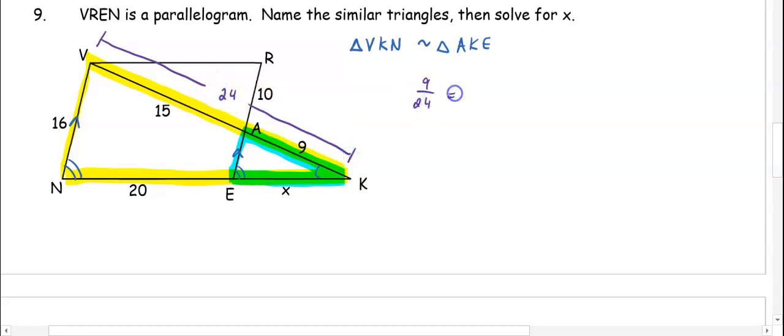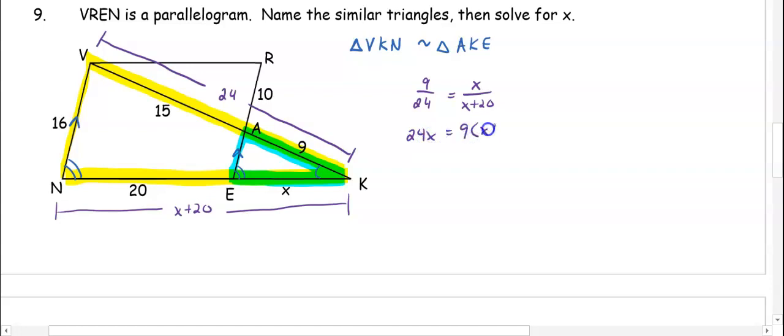So 9 over 24 equals, on the other side we have x, and the side that corresponds with it is this full side, which is x plus 20. As we cross multiply here, we get 24x equals 9 times (x plus 20). 24x equals 9x plus 180. 15x equals 180. So when we divide, x is 12.